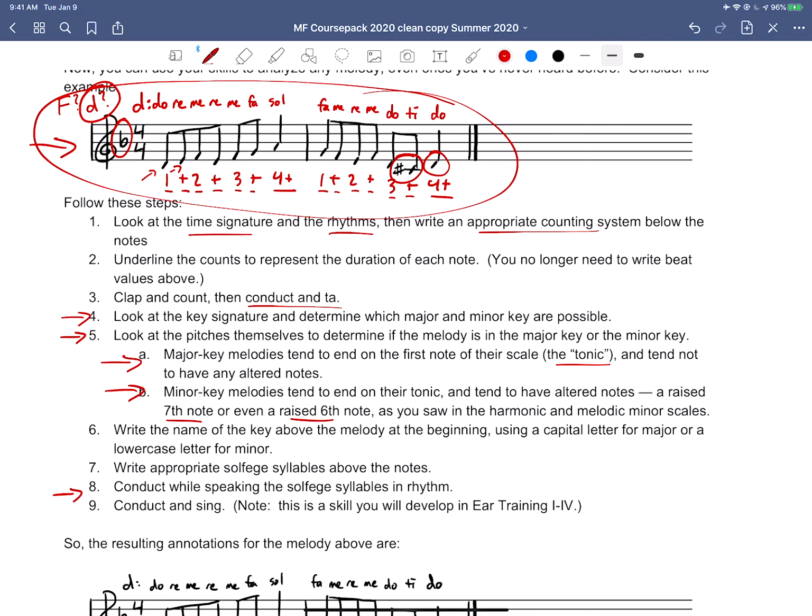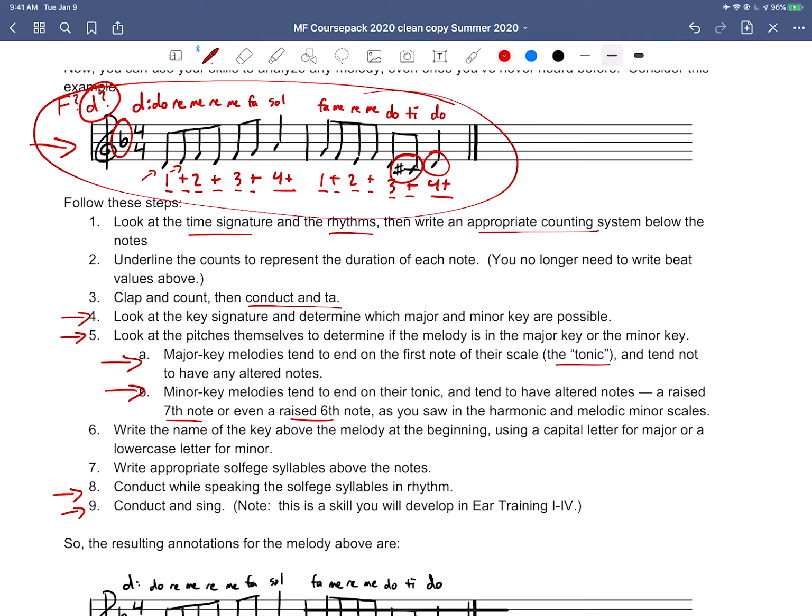Now, the last step is to conduct and sing. So you're going to actually produce pitches on those syllables, not just speak them. What you can do here is, I'll see if I can bring my little tuner up to the microphone so you can hear it. You're going to play the note D. You can just get it from a piano or a tuner app or wherever, and that will be your tonic. That will be your do. Then you sing to match that pitch, and then you will sing the rest of the notes in the melody given those solfege syllables. So here comes a D.